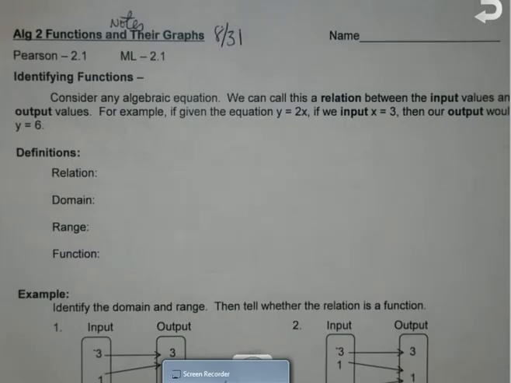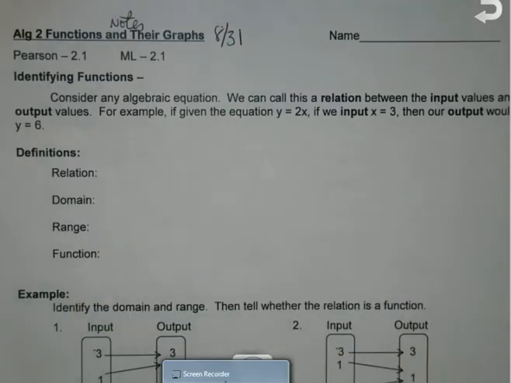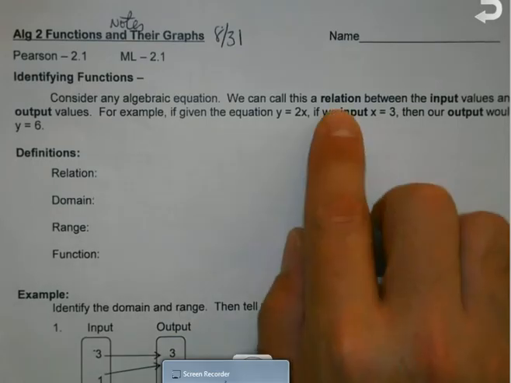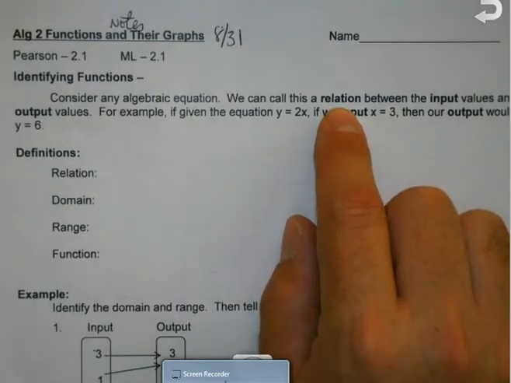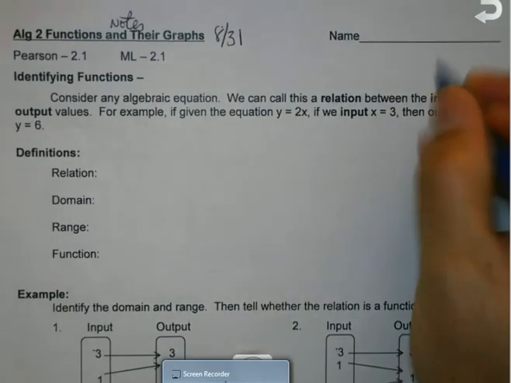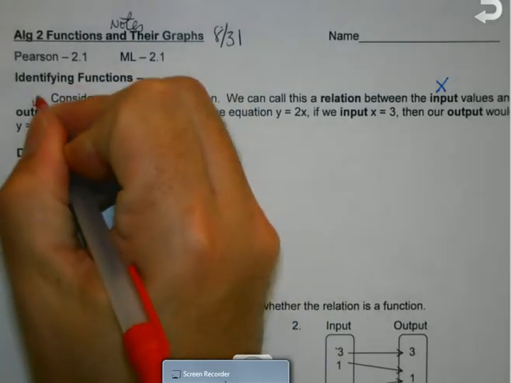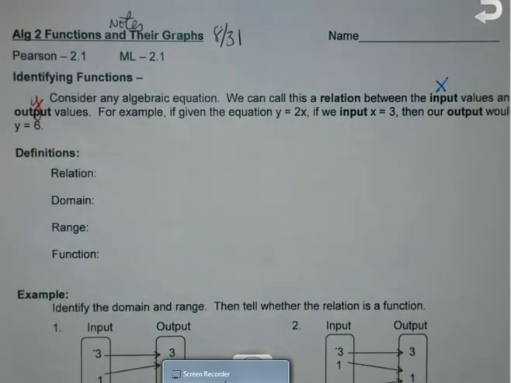All right, so functions. Functions are actually just algebra equations, but we put some fancy names to some things to understand what the different parts mean. So any algebra equation we can call a relation, based on the word relationship. There's a relationship when we have an equation between the input values, x, and the output values, y.